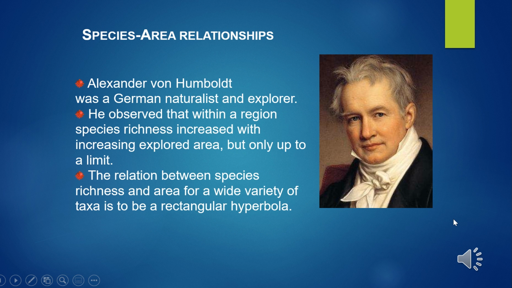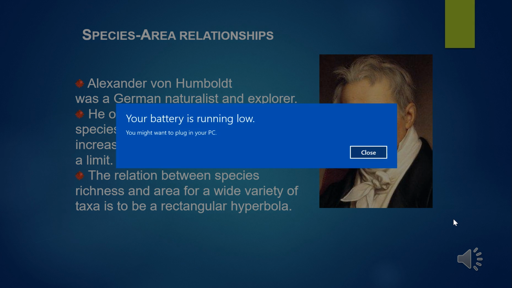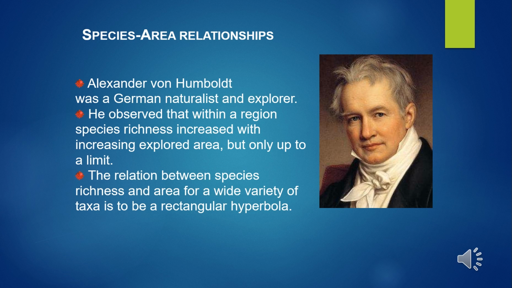The great German naturalist and geographer Alexander von Humboldt, during his extensive exploration in the wilderness of South American jungles, observed that within a region, species richness increased with increasing explored area, but only up to a limit. In fact, the relation between species richness and area for a wide variety of taxa, such as angiosperm plants, birds, bats and freshwater fishes, turns out to be a rectangular hyperbola.